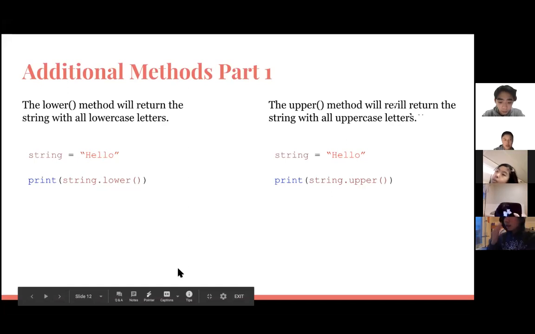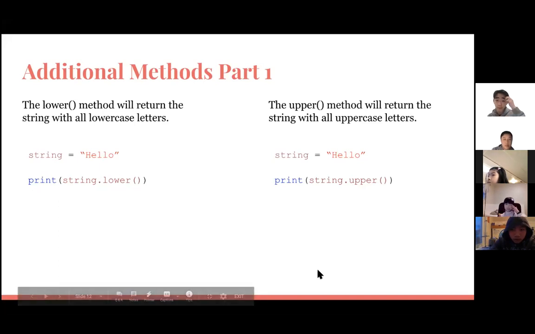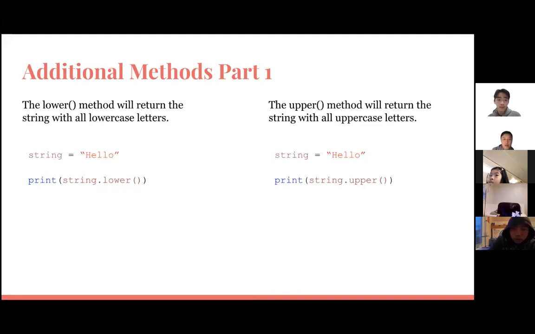Okay, so additional methods part 1. All right, so there are also many other methods you can use alongside, for example, len to find the length of a string. There are also two pretty important methods that deal with the case of a character. So we have a lower method and an upper method.